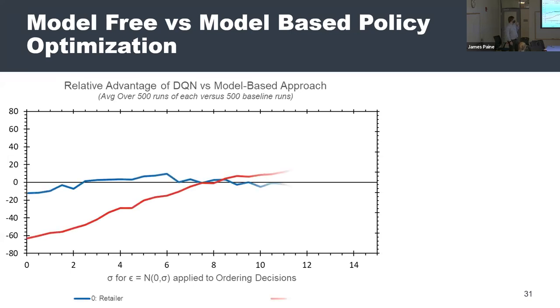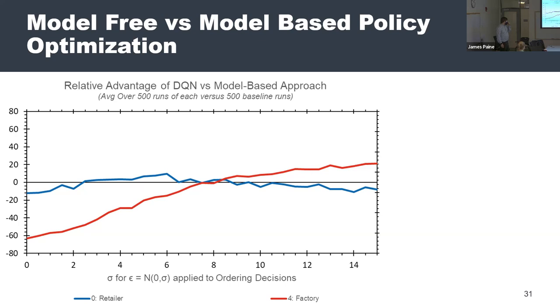Okay, let's look now at the two extreme ends of the supply chain, the retailer and the factory. What you can see there is that, especially for the factory, as you move to more and more noisy environments, the value of the DQN increases. However, I'll point out that for relatively less noisy environments, the model-based approach is consistently better.